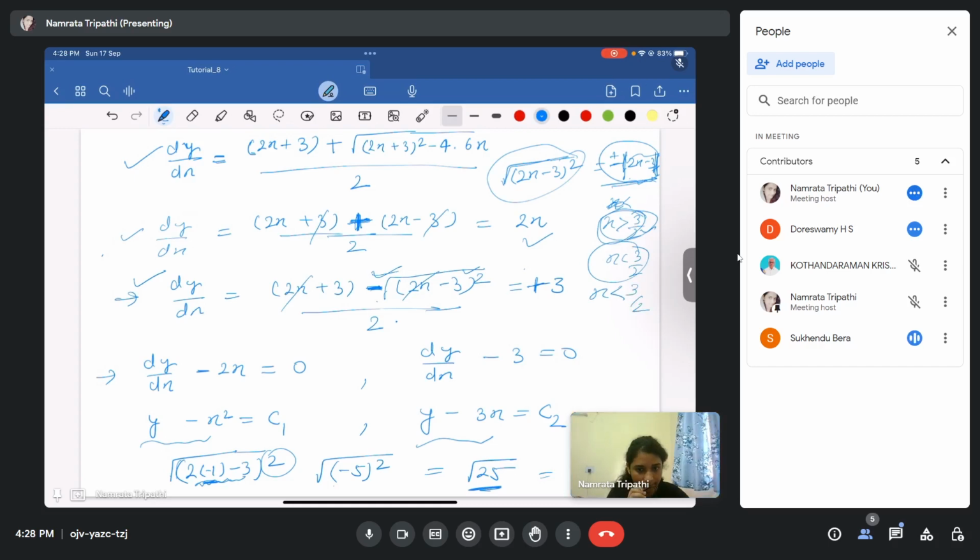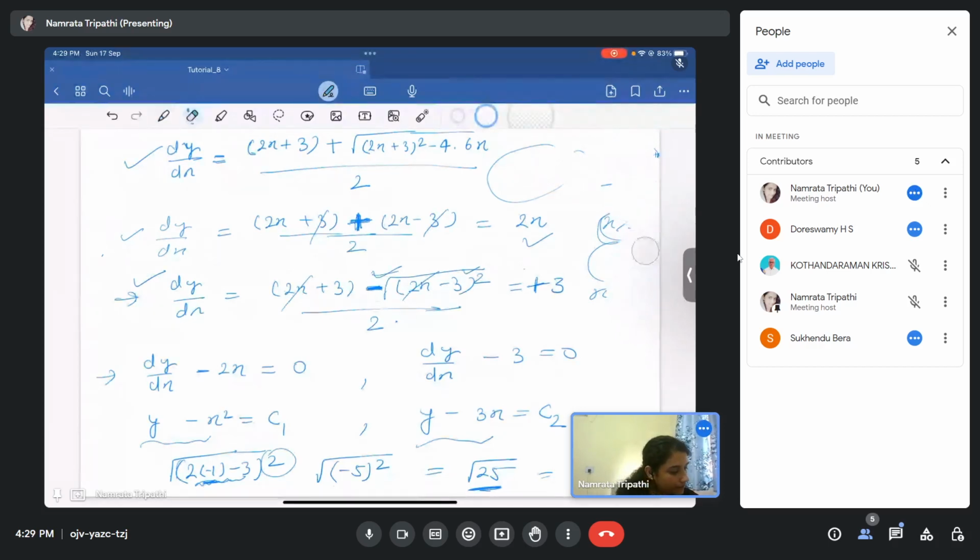Ma'am, for each case, should we take two expressions? The cases will ultimately give these two expressions only. Okay, let me explain a little more. Madam, this should be taken first square, then square root. Okay. First it should be square, then square root. Then we'll get plus or minus. Reverse order you will not get, madam.